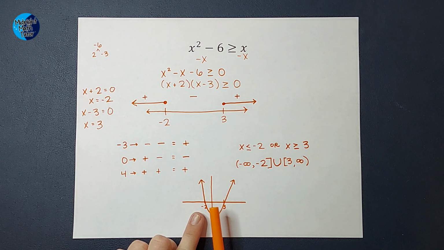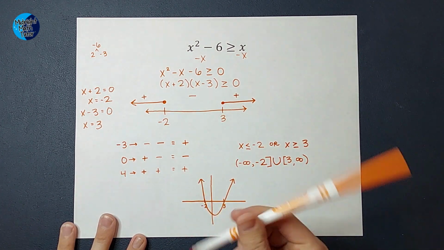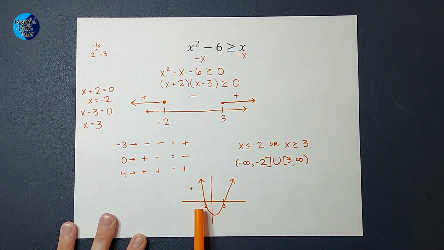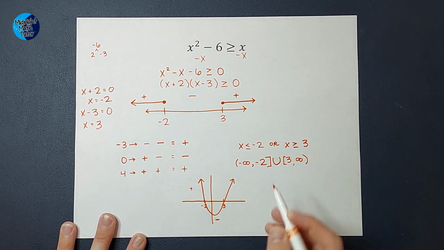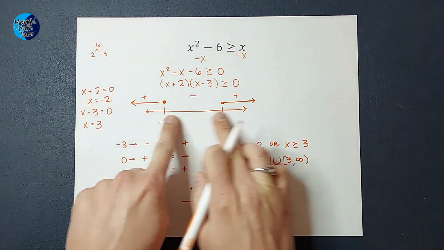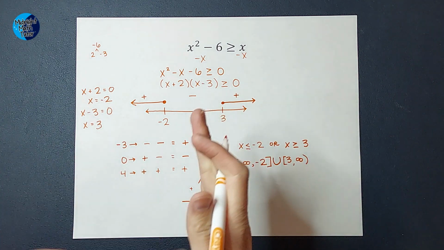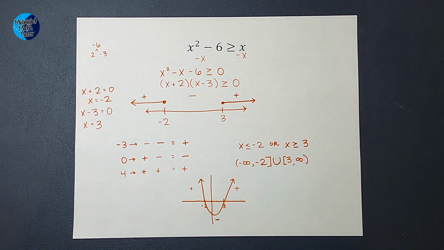So do you see how from -2 on, it's positive. It's above 0. See that? From -2 to 3, it's negative. From 3 and above, it is positive. So that's why this sign analysis worked. We were just looking at it on one axis versus both axes. Whatever you say there.